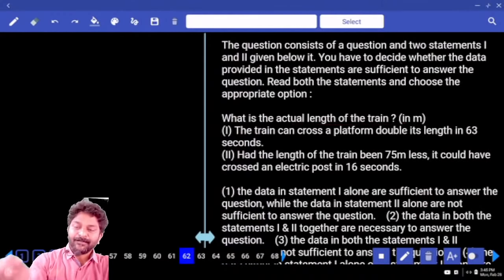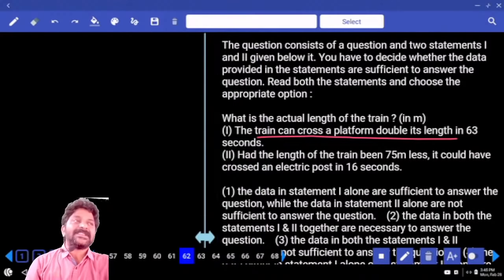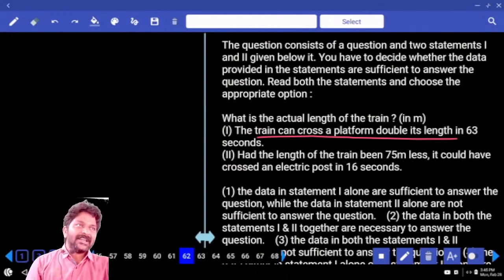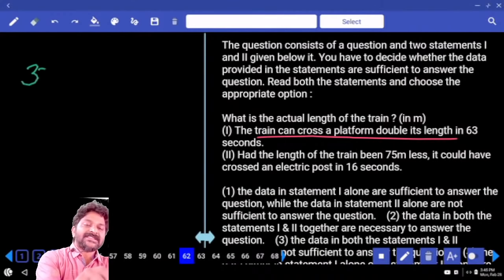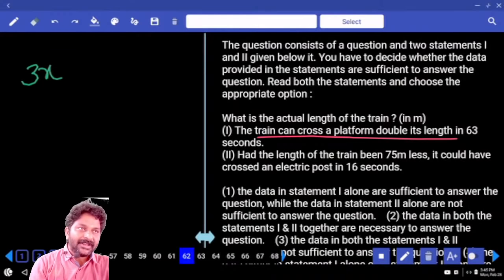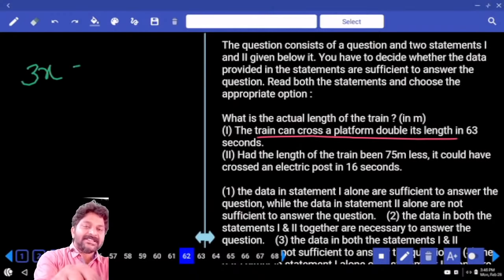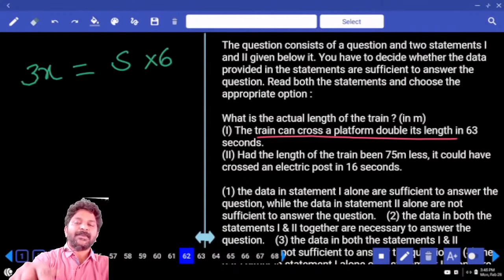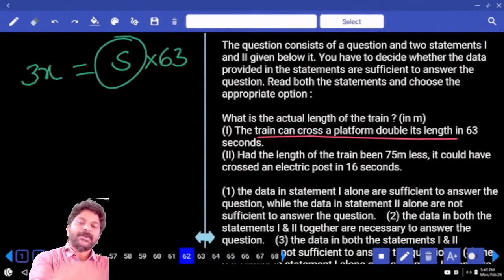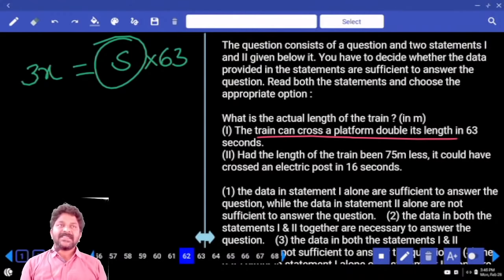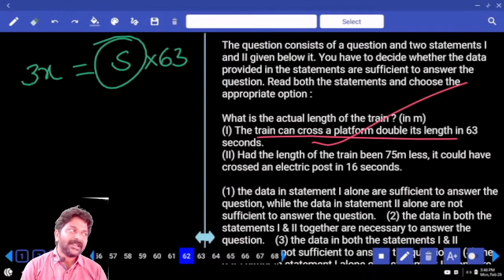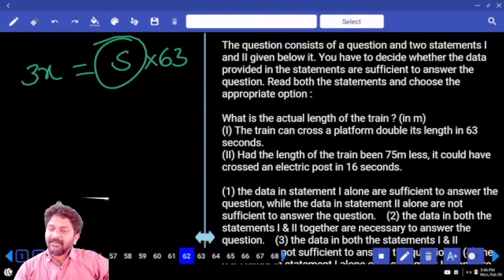If it is x, a train crosses a platform double its length. That means the platform length is 2x. Train length is x. If a train crosses a platform, the distance covered is train length plus platform length, which is equal to 3x. This must be equal to speed into time. Time is mentioned as 63 seconds, but speed is not mentioned. If in the same information you also have information regarding speed, using one alone we can answer the question. Right. So now next, the second one.